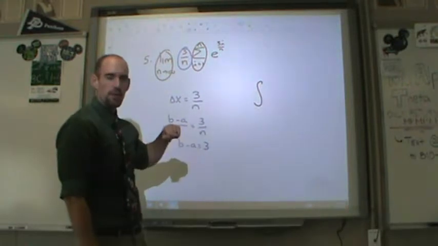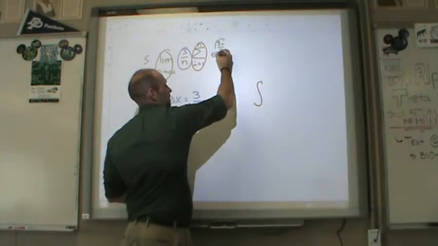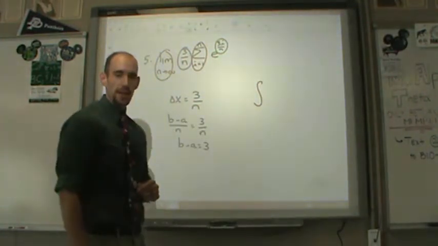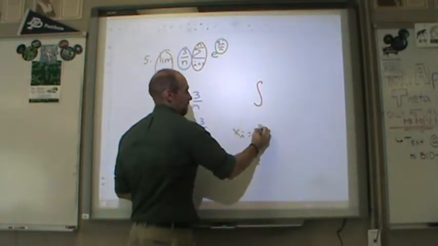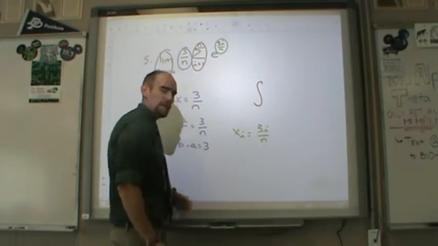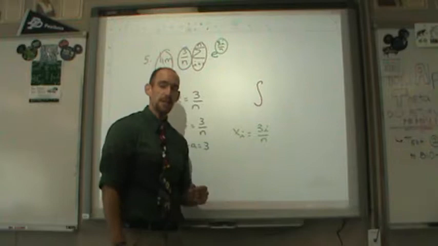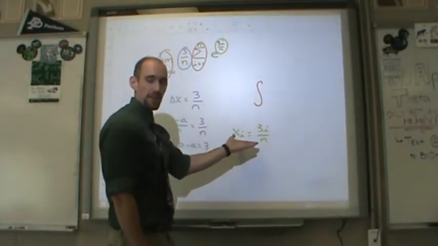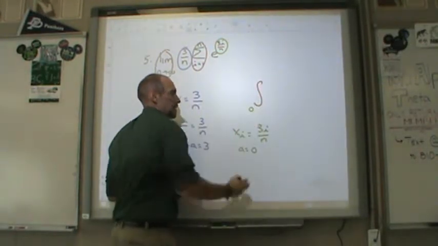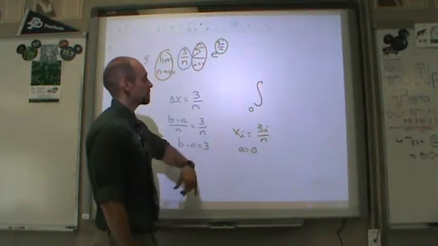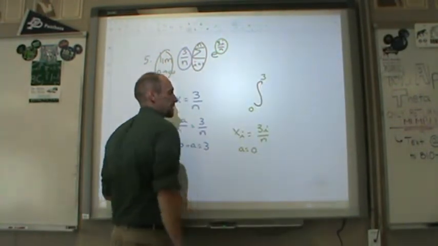Now I want to find that 3 over n with an i next to it. If I look at my function, there it is, 3 over n times i right there. That's my x sub i. Well, is anything added to the front of it? Since my x sub i formula is a plus delta x times i, and I don't have anything added to the front, that means a must be 0 again. So in this case, a is 0. We know the difference between b and a is 3, so b must be 3.